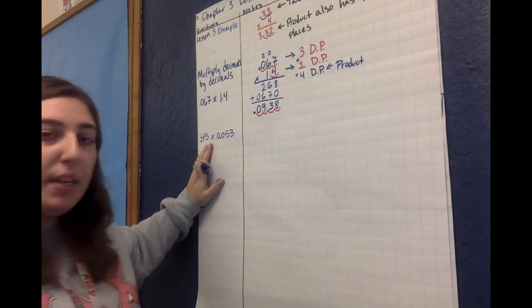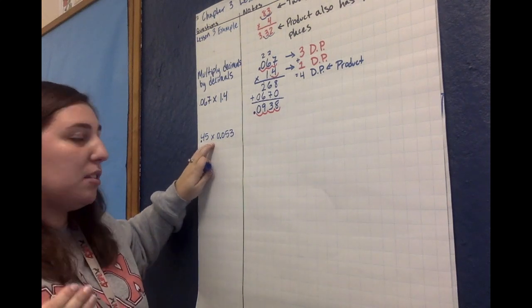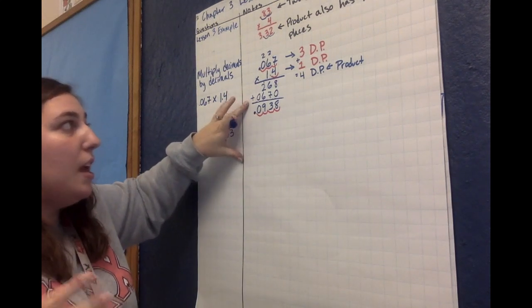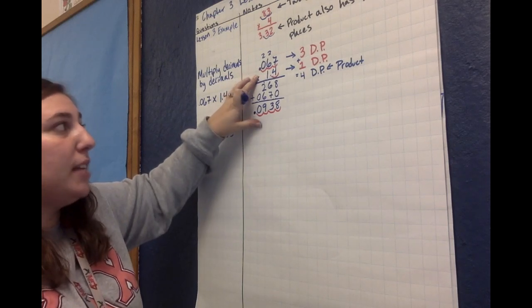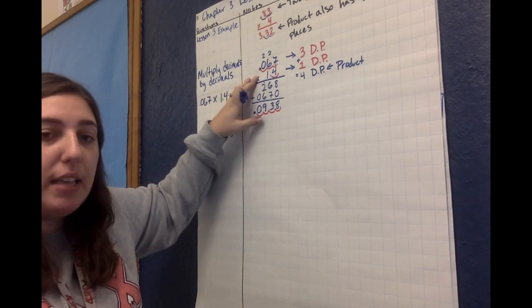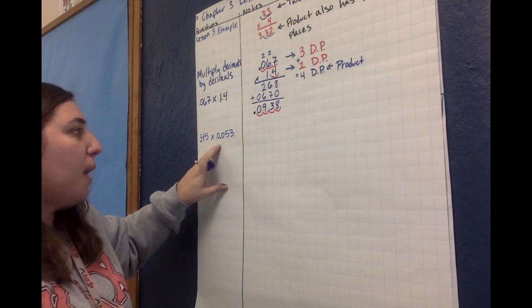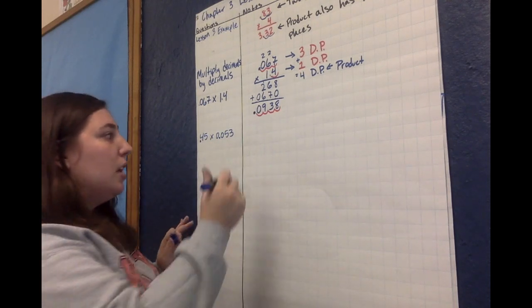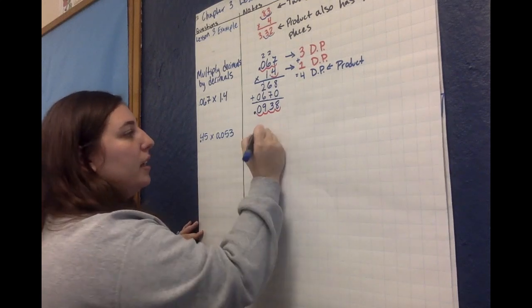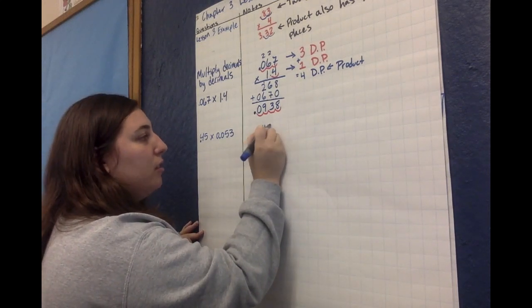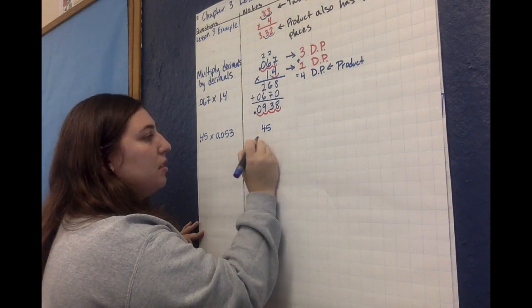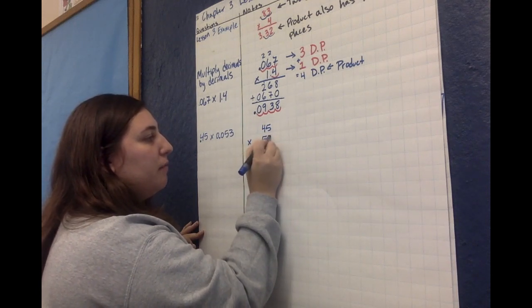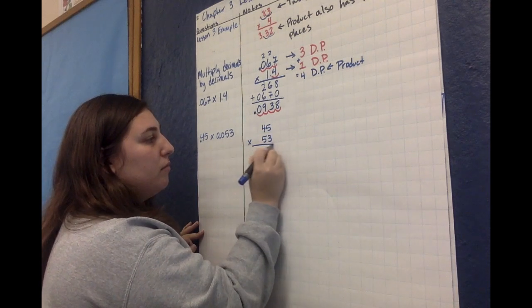Okay, so this is what I have to multiply, but instead of starting to multiply my decimals, remember in this problem I said, imagine you're not multiplying decimals, but you're multiplying 67 times 14. So in this problem, that's what I'm going to do. I'm going to pretend I'm not multiplying decimals. So what I'm going to multiply is 45 times 53. Okay?